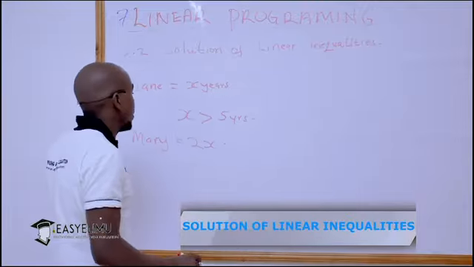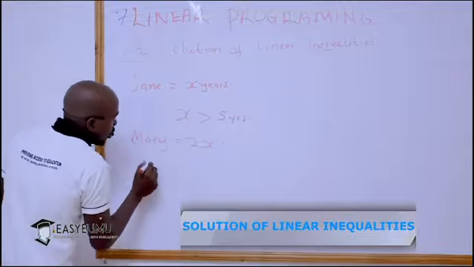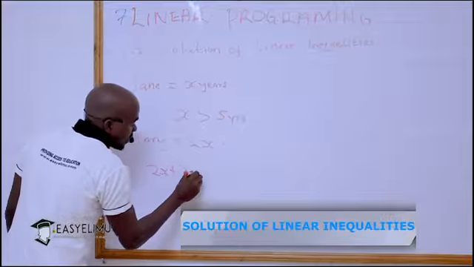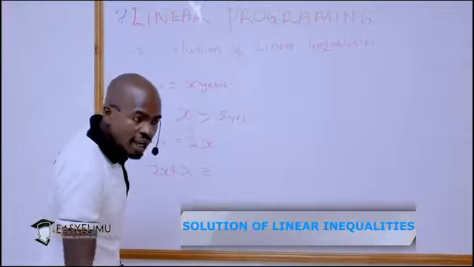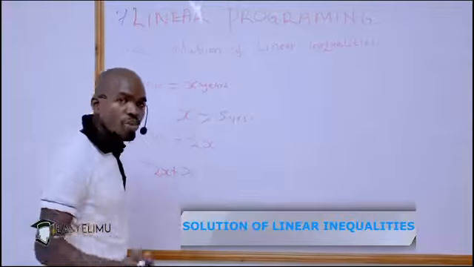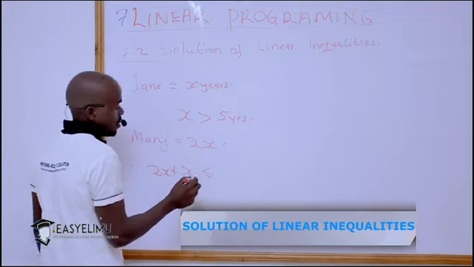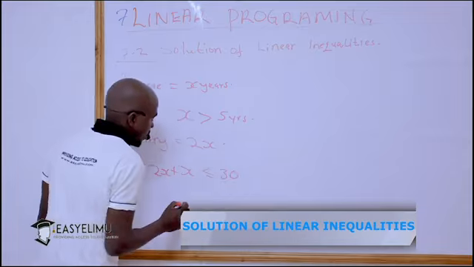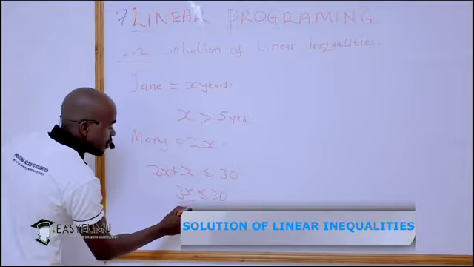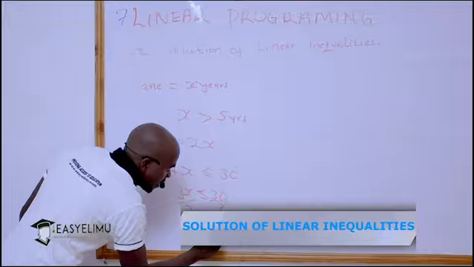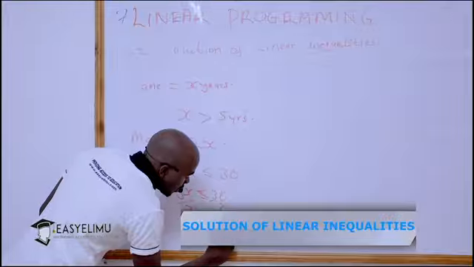But we have been told that the sum of their ages is not more than 30 years. So if we take 2x plus x, it is not more than 30 years, meaning it is less than or equal to 30 years. On calculation, we are going to get 3x is less than or equal to 30. So dividing over 3, we are going to get x is less than or equal to 10.